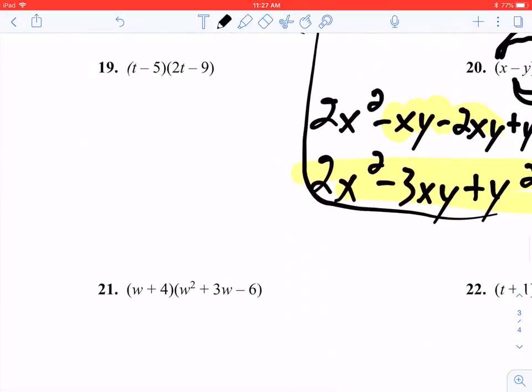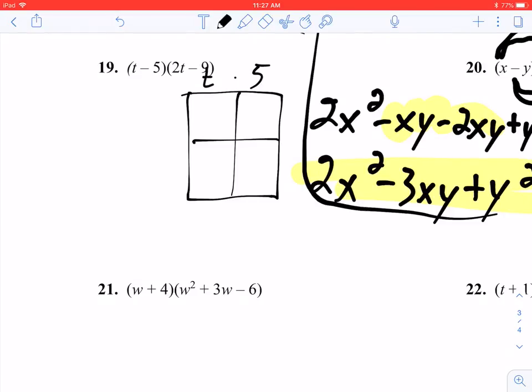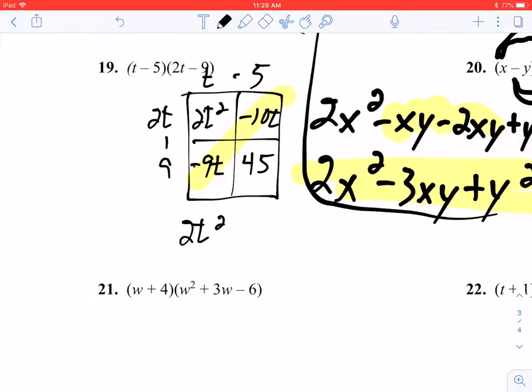Okay, last one. Start with the box method. Draw our box. We have t minus 5. We have 2t minus 9. So 2t times t is 2t squared. T times negative 9 is negative 9t. 2t times negative 5 is negative 10t. And negative 9 times negative 5 is positive 45. Those two are like terms, so we have 2t squared, negative 9t and negative 10t is negative 19t, and then plus 45.